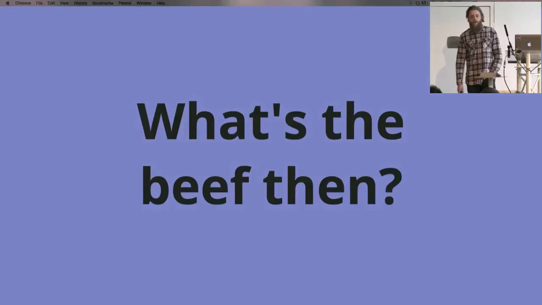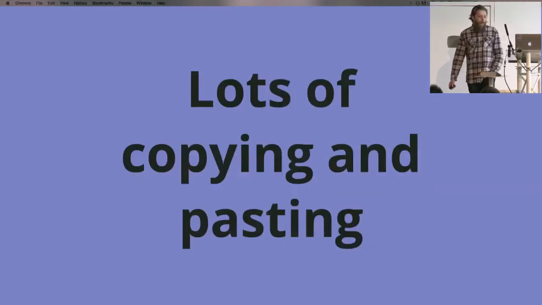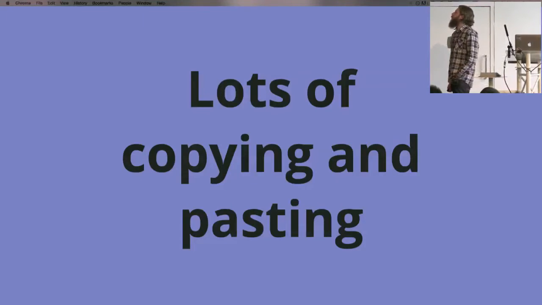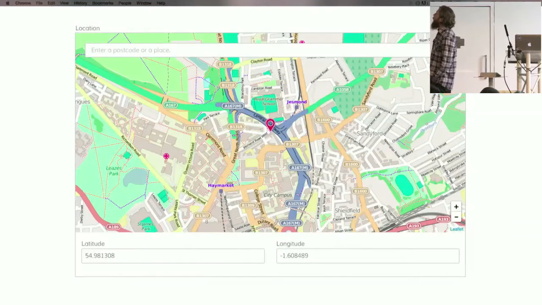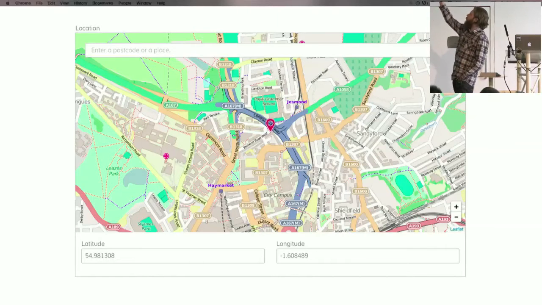So what's the problem with them? I wouldn't be here talking about how we should improve them if they didn't need improving. First issue is there's lots of copying and pasting. So here's another element from another pattern library I did. Basically, you can search for a location. It'll give you the long and lat. You can do it in reverse. You can move the little marker about.